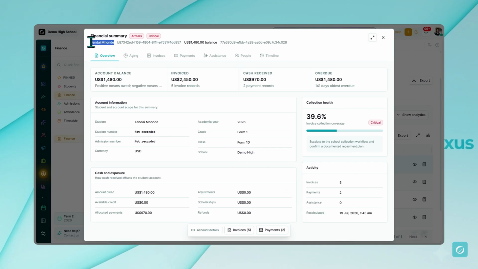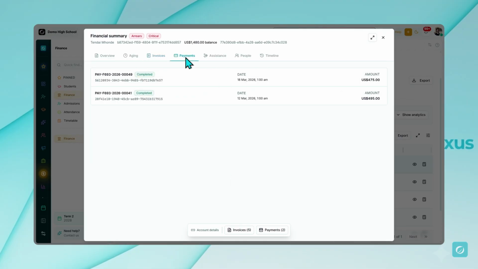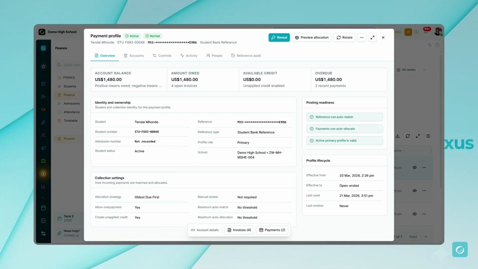This is Tendai Monde's student account. The school has invoiced a total of $2,450. It has received $970 in payments. The account still has $1,480 outstanding, spread across 5 invoices. One of the recorded payments is the $475 payment the family is asking about. At this point, we know the school received money, but we do not yet know how that specific payment affected the account.